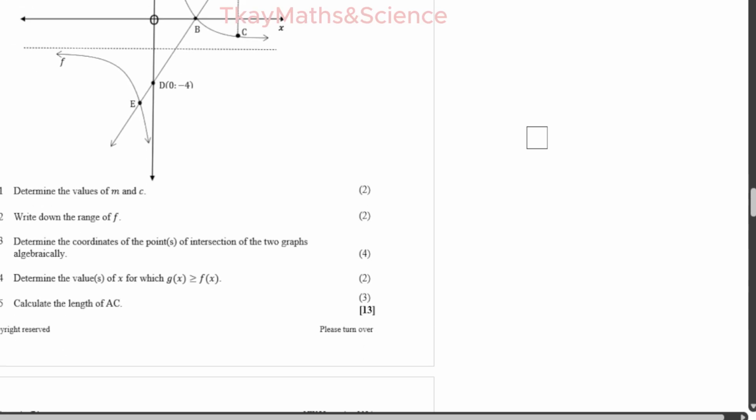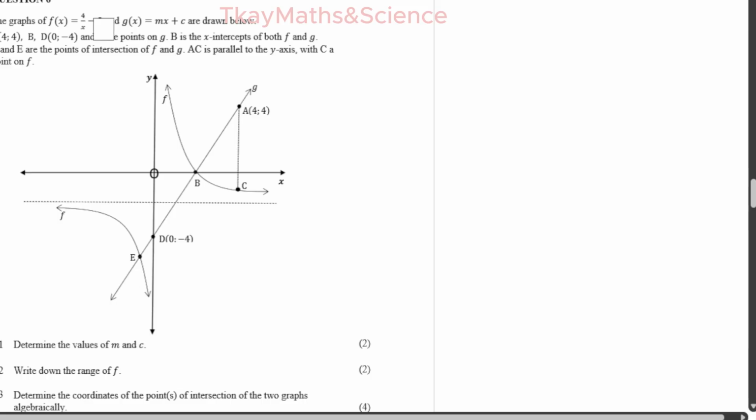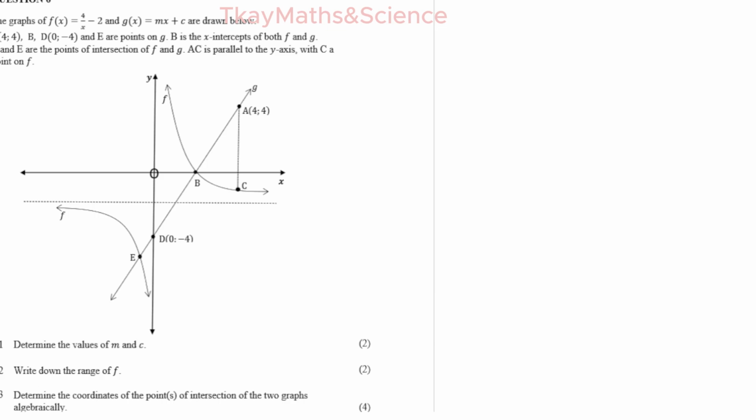So they're saying write down the range of f. Which one is f here? f is our hyperbola, where the asymptote is -2. So this is our hyperbola. It's going to be f of x is equal to 4 over x minus 2, where the -2 here is the asymptote. So it's always like this.